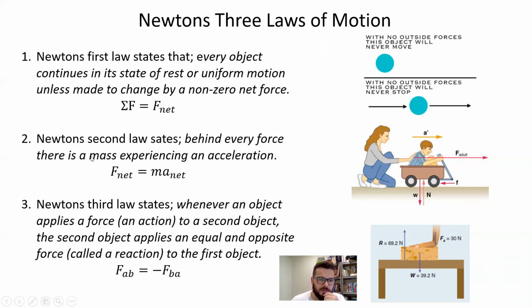Now, Newton's second law gives us a definition of what a force is, and it's saying that all forces relate to the object that's experiencing the force and the acceleration that it's experiencing. So if we have those two variables, we can define the force experienced by an object. That's what's being said there.